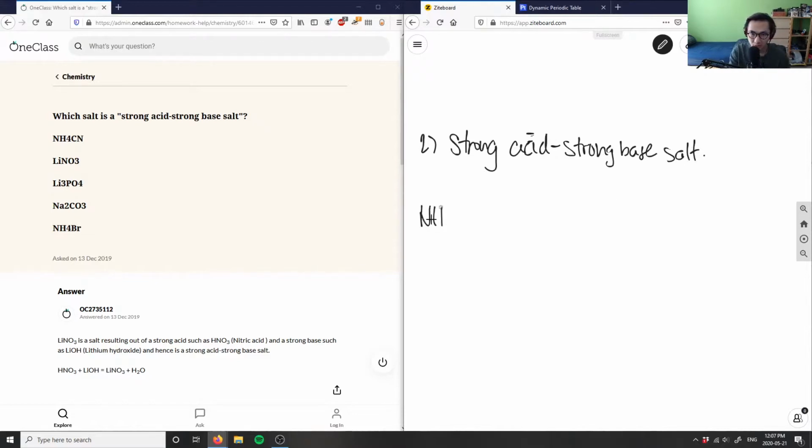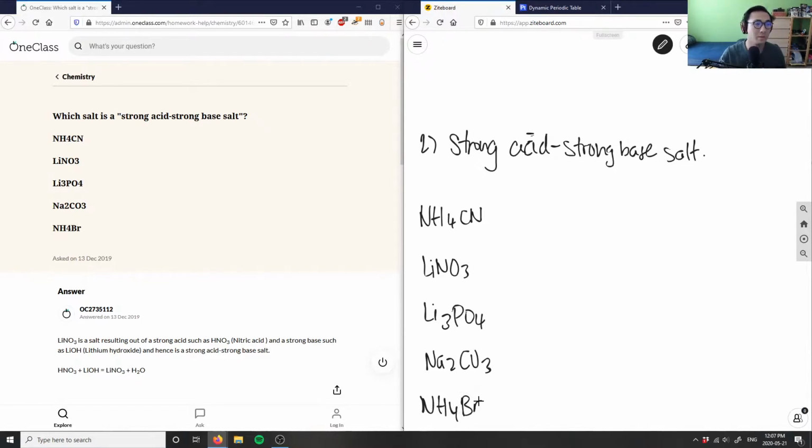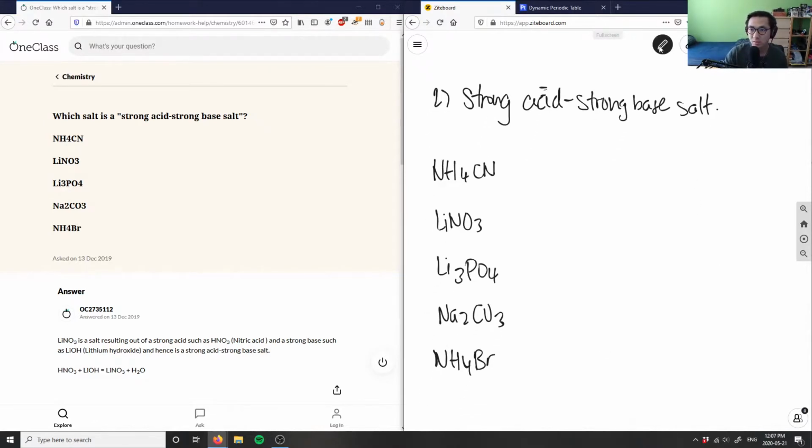So I have NH4CN, I have LiNO3, Li3PO4, Na2CO3, and I have NH4Br. So what I would do is I would break this down into its components here. I would dissociate the salt into its ions first to see what it could have been, to give me an idea of what the acid and base could be.